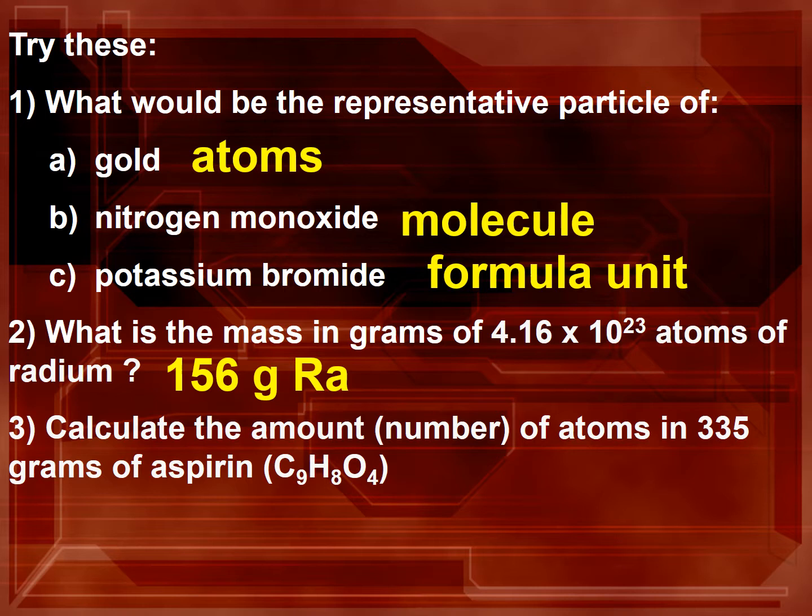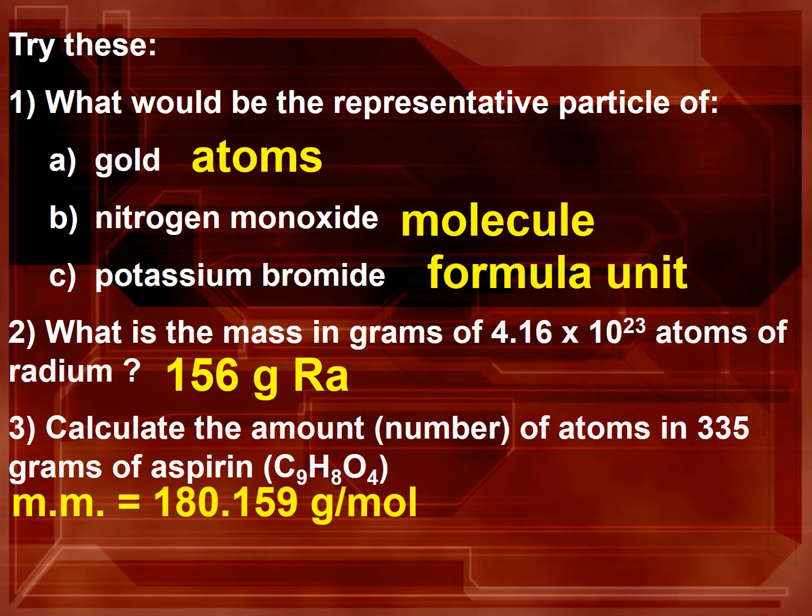The next question says calculate the amount or number of atoms in 335 grams of aspirin. The formula is C9H8O4. Let's think about what we're going to need. We have the formula, so we're probably going to need the molar mass since we have grams as our given. The molar mass is 180.159. Make sure that when you add up your molar mass, that's what you get.